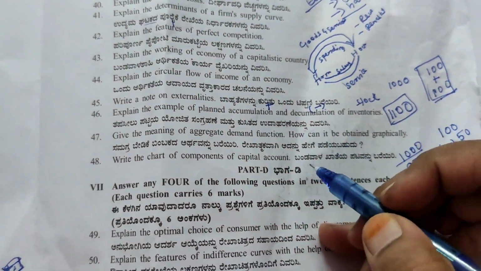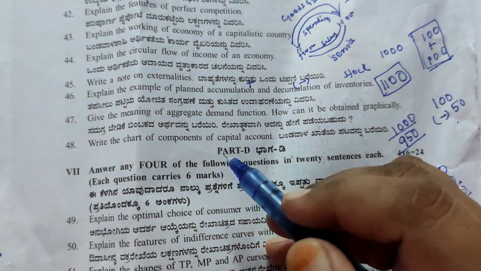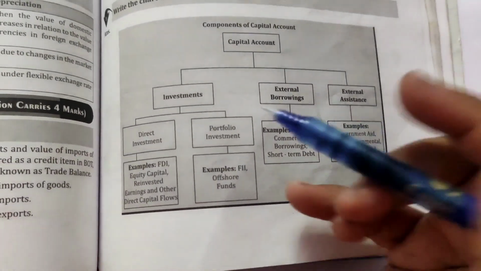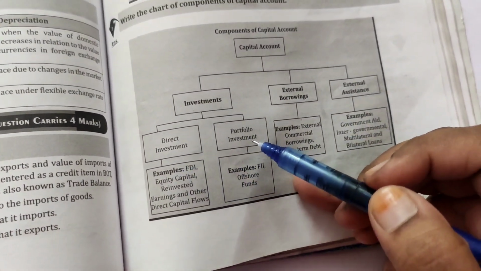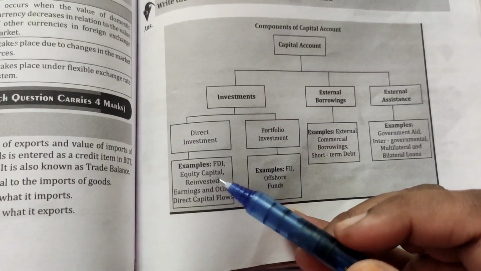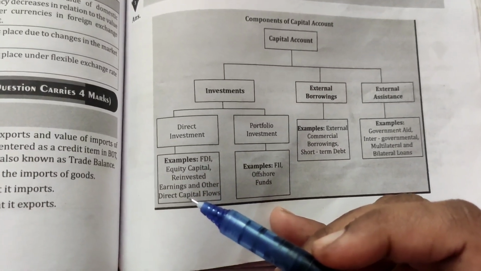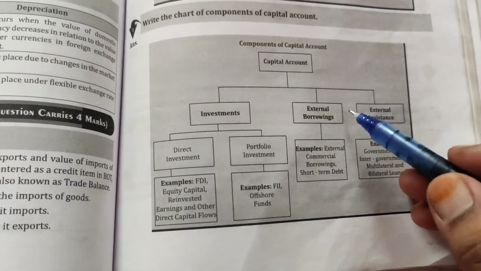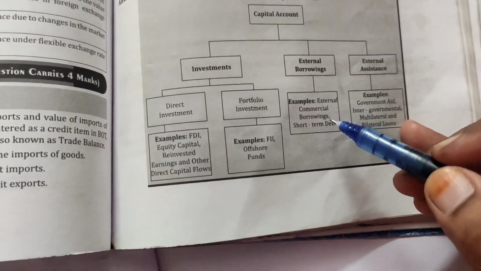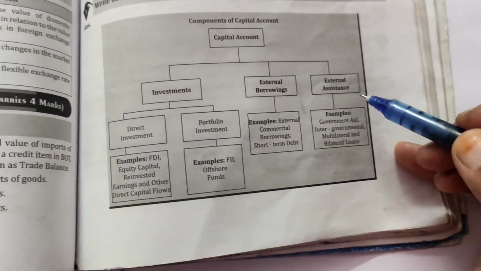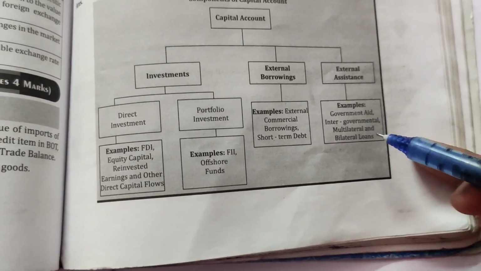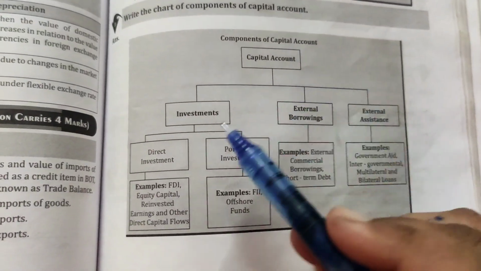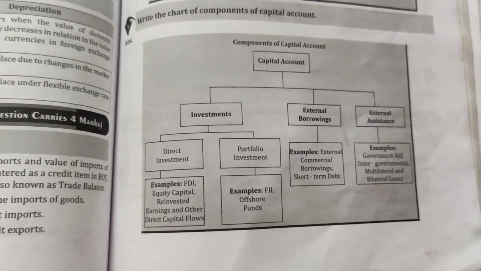After this, write the chart of components of the capital account. The component of the capital account is investment. In that, there is direct investment and portfolio investment. Direct investment is FDI, equity capital, reinvested earnings and so on. Portfolio investment is FII, offshore funds. External borrowing is the external commercial borrowing, which can be short-term debt also. External assistance is government aid, intergovernment, multilateral and bilateral loans. This will all come under the capital account: investment, borrowing and assistance.